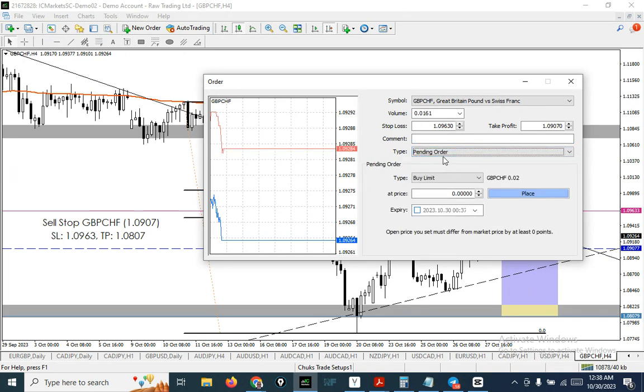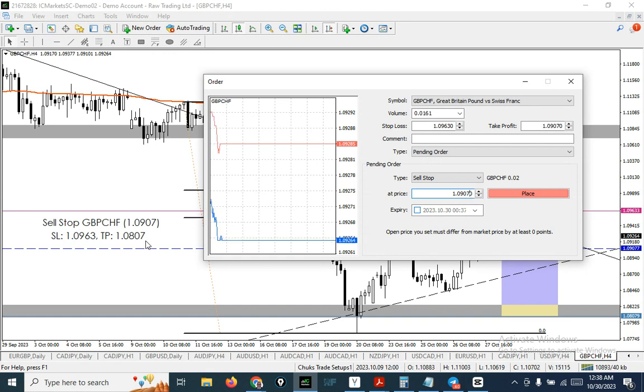The pending order we're treating here is a sell stop. You come here and select sell stop order. What price are you entering this sell stop? It is this price here, which is 1.0907.